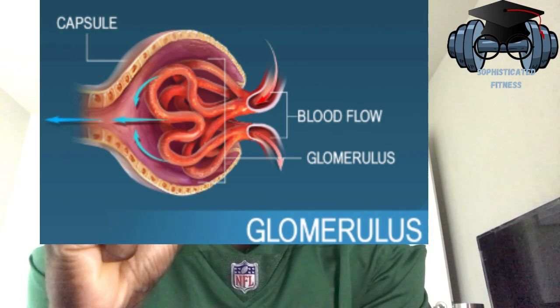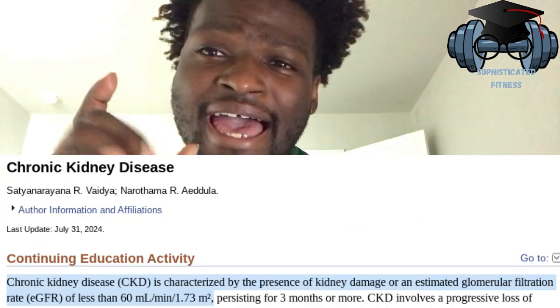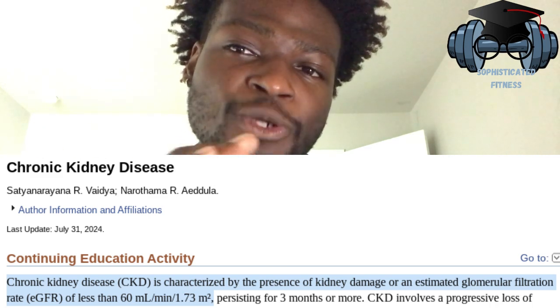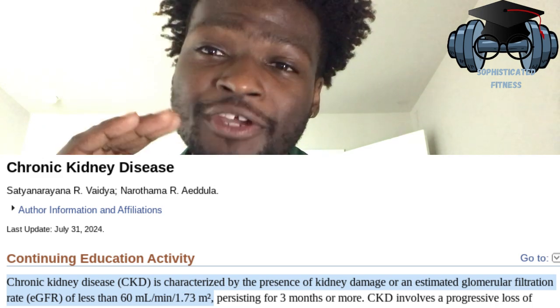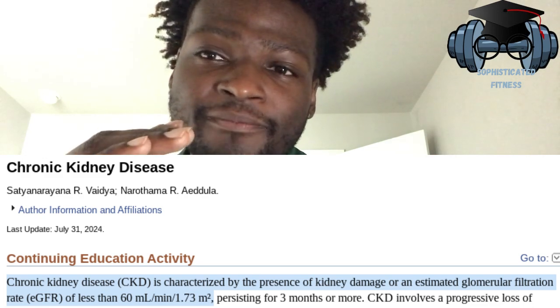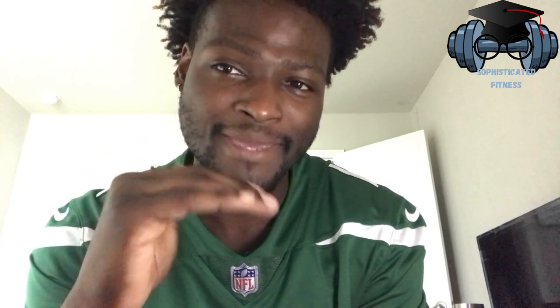Chronic kidney disease is characterized by having a glomerular filtration rate less than 60 milliliters per minute. So if your kidneys or your glomerulus is filtering blood at a rate less than 60 milliliters per minute, well, you have kidney disease. So what are the actual causes of chronic kidney disease?